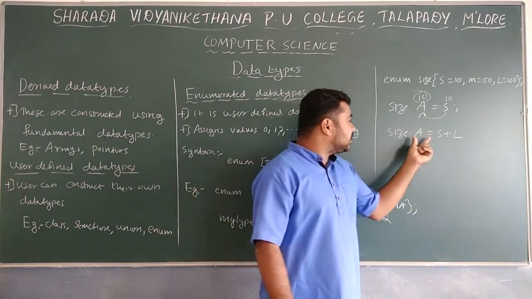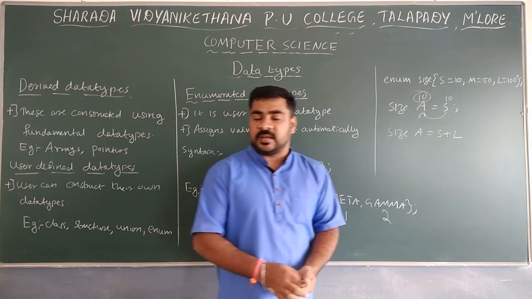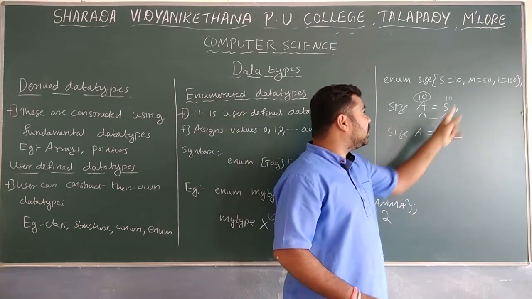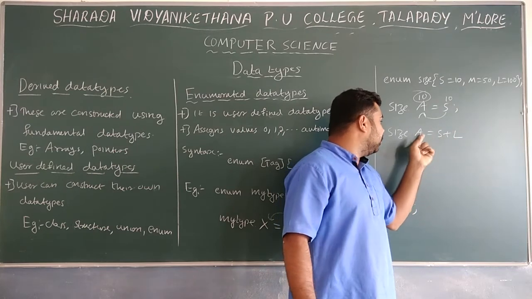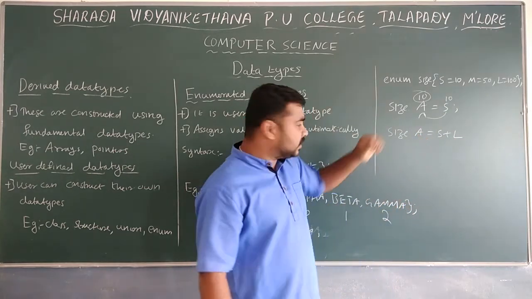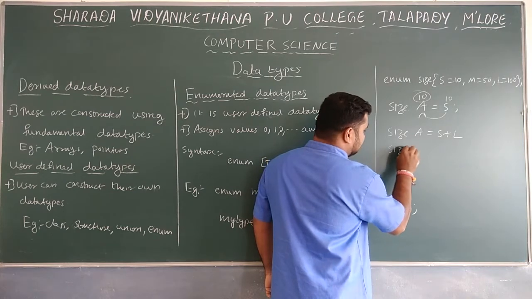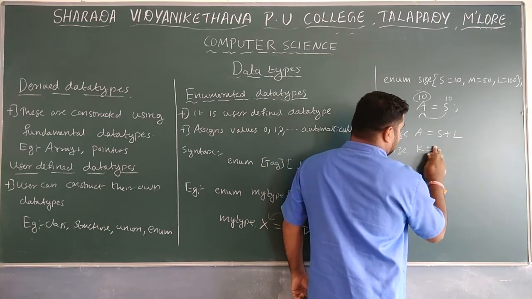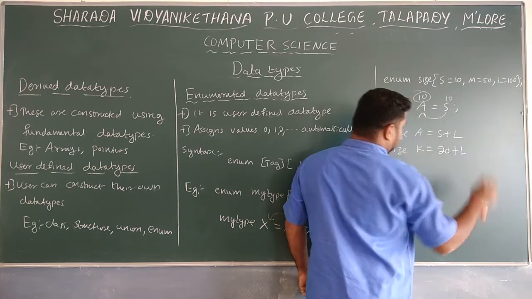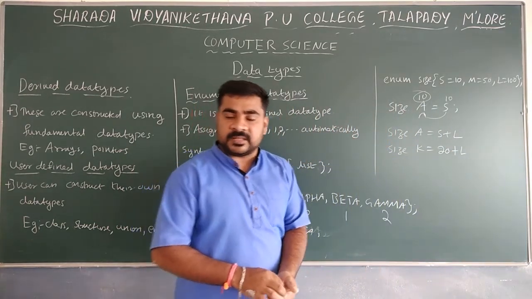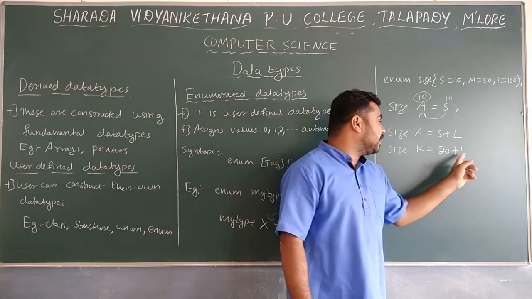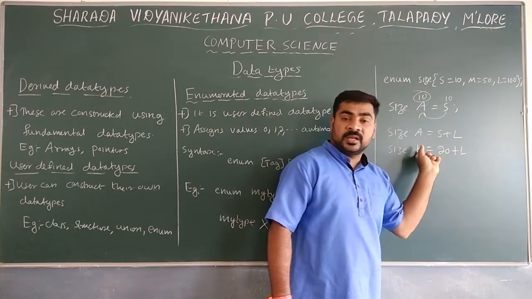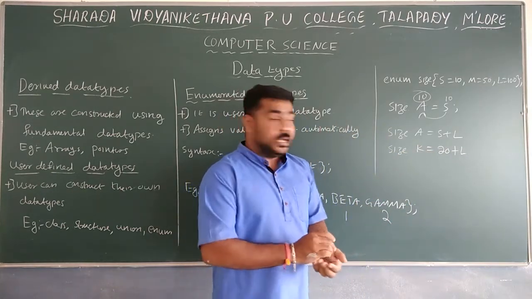Size A is equal to S plus L means the value of S is 10 and the value of L is 100, and they will be added here. That is possible. Or we can use size K equal to 20 plus L. That is also possible. 20 means the value 20 plus L, where the L value is 100 here. They will be added and stored in K. That is possible.